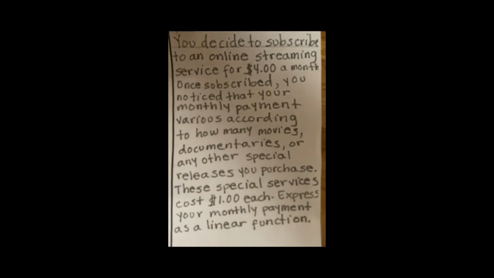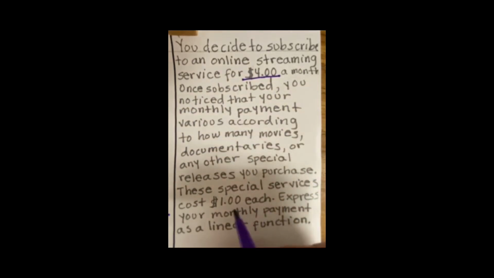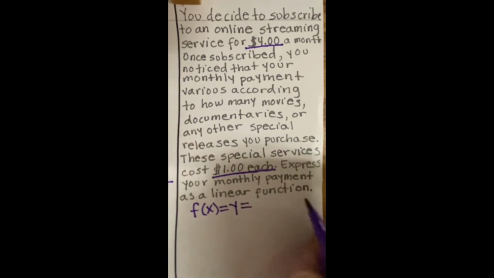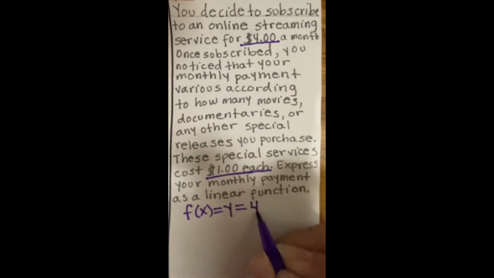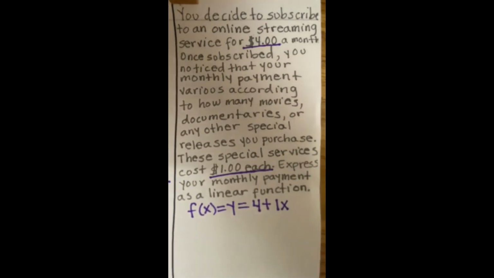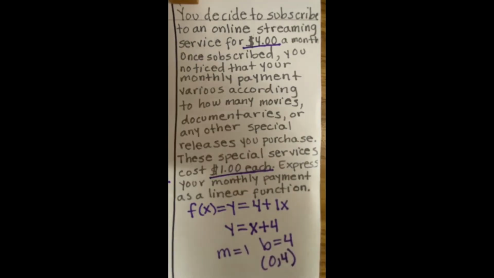So the last problem is an application. Let's take a moment to read it. Once you read it, you notice that your monthly fee is going to be $4. And every time you rent a special streaming service, it's going to cost you $1 each. So f of x, or your y, is the cost. You can write the cost as $4 plus every time you rent a special service, it's going to cost you $1. So that would be 1x. And we could just rewrite it as y equals 1x, which is just x plus 4. And then the slope here is 1, and your b is 4. If you write it as a point, (0, 4), and that's it.